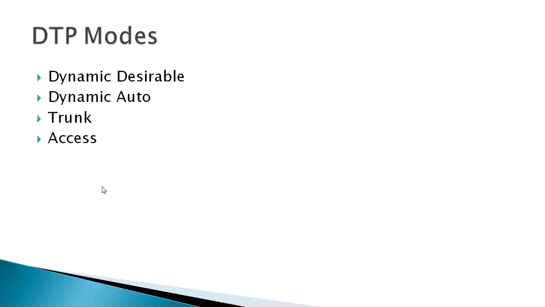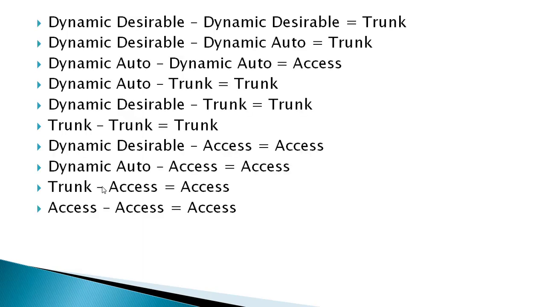Now DTP modes. There are four modes of DTP. First is dynamic desirable, second is dynamic auto, third is trunk, and fourth is access. Now there are many combinations, and what is the result between these modes? Suppose we configure dynamic desirable on one switch and dynamic desirable on the other switch, then the port becomes trunk.